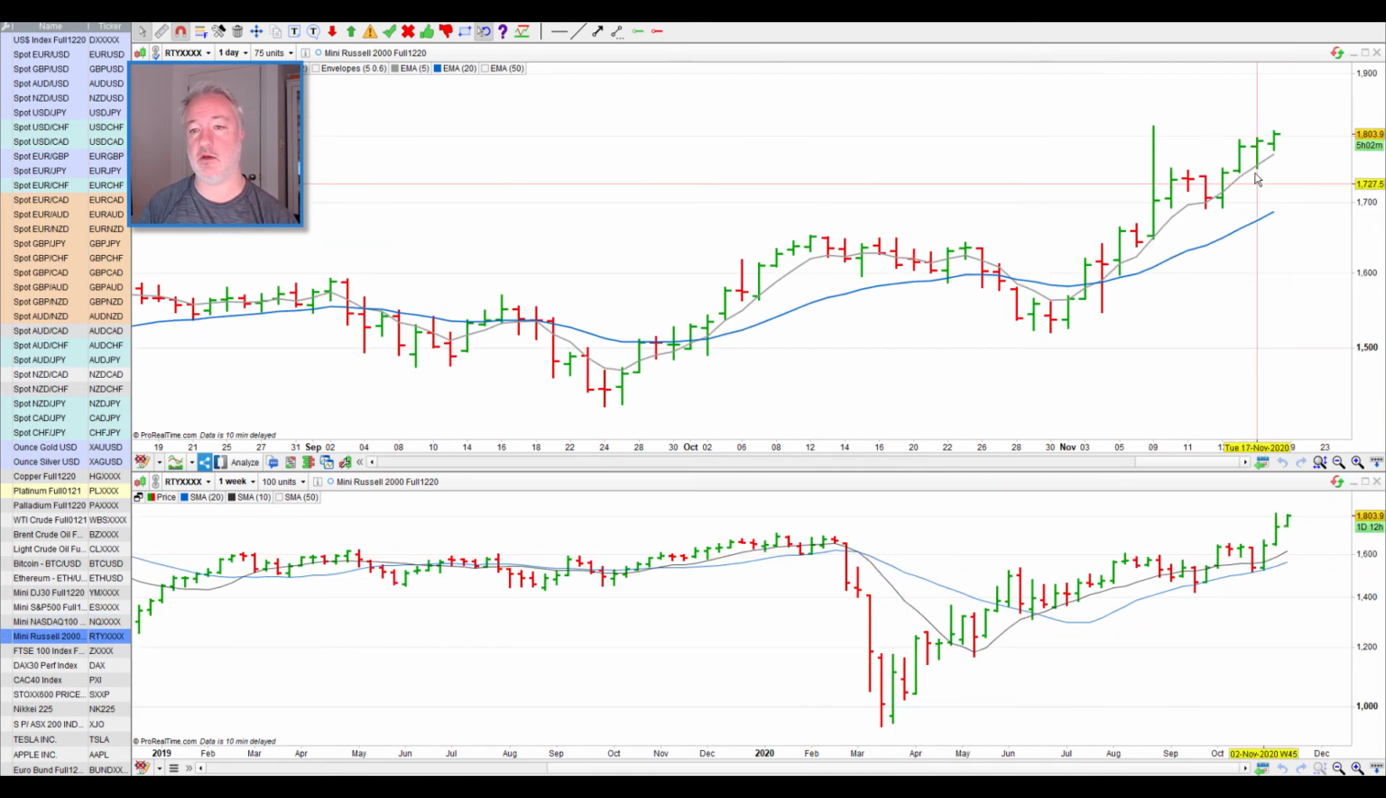Russell 2000 looking very nice and bullish and very close to breakout. Very healthy. That spike aside, that looks amazingly healthy. So a little bit overextended on that, but happy overextended.